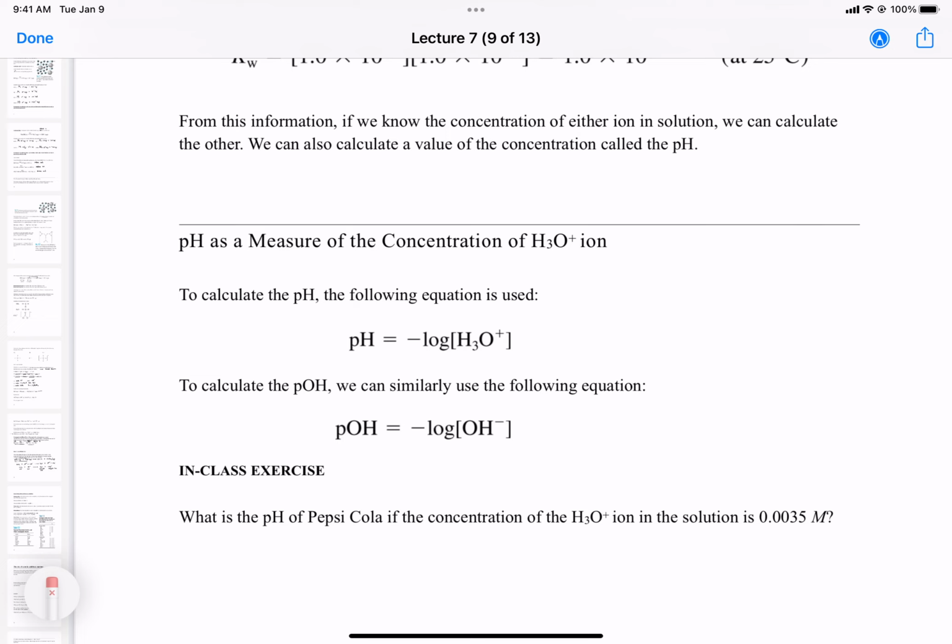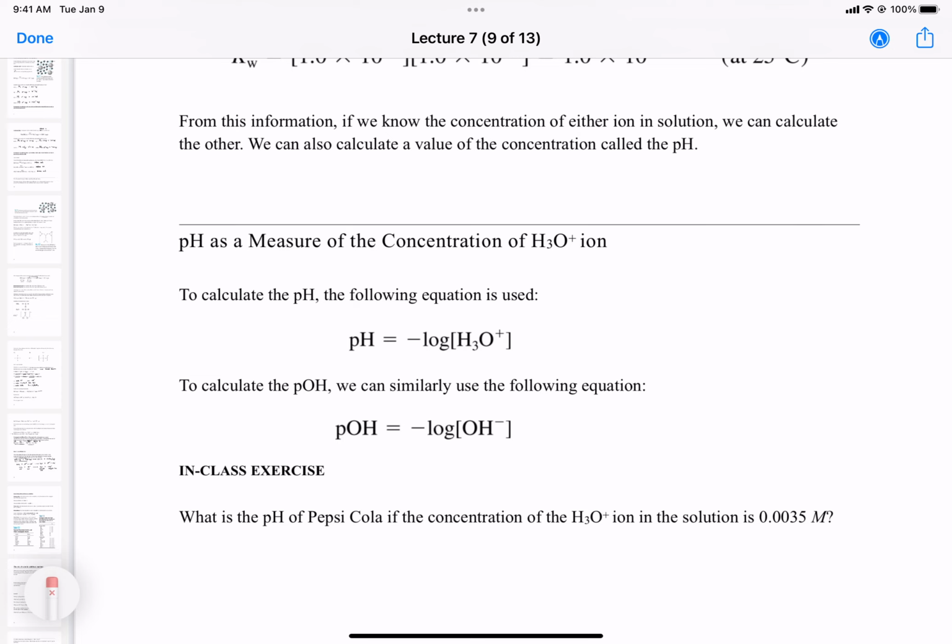So we say the pH is the negative log of H3O+ concentration, so H plus concentration. And the pOH is the opposite, the measure of the concentration of OH minus. So the higher the OH minus, the more basic, or the higher the pH will be, and the more acidic something is, the lower the pH will be. But I'll go into that a little bit more when we do these calculations.